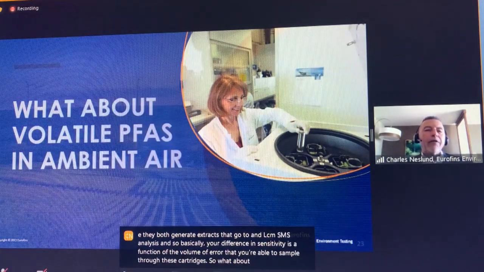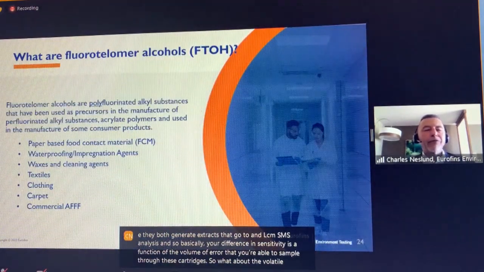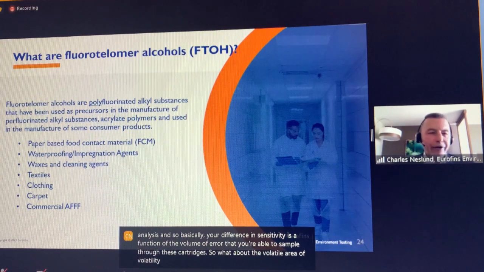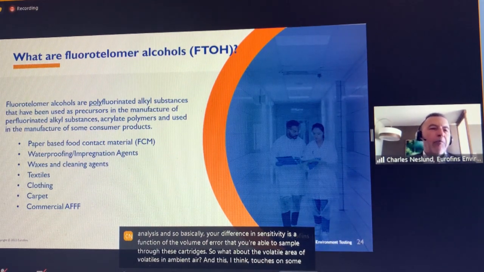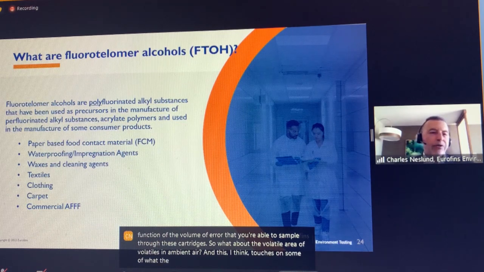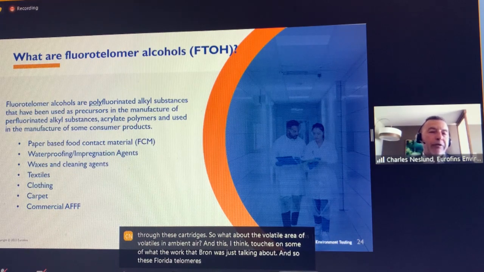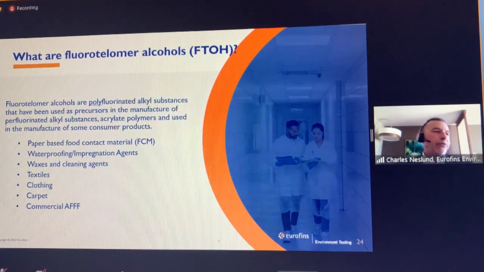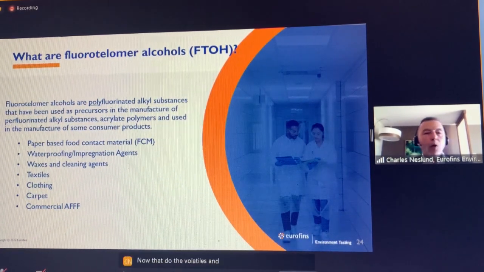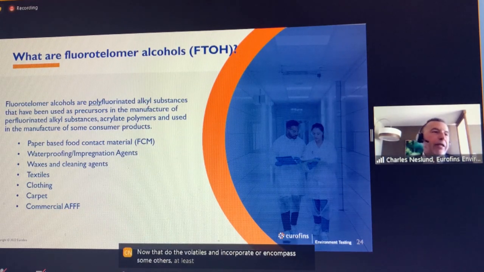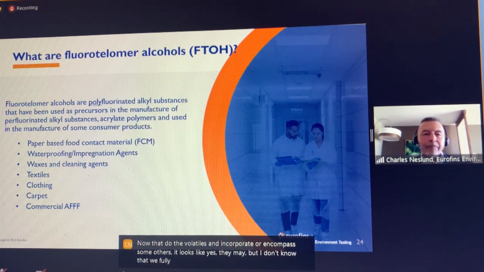So what about the volatiles in ambient air? I think this touches on some of the work that Brian was just talking about, and these are the fluorotelomer alcohols in particular. Now, do the volatiles encompass some others? It looks like yes, they may, but I don't know that we've fully drilled in far enough on all of that.